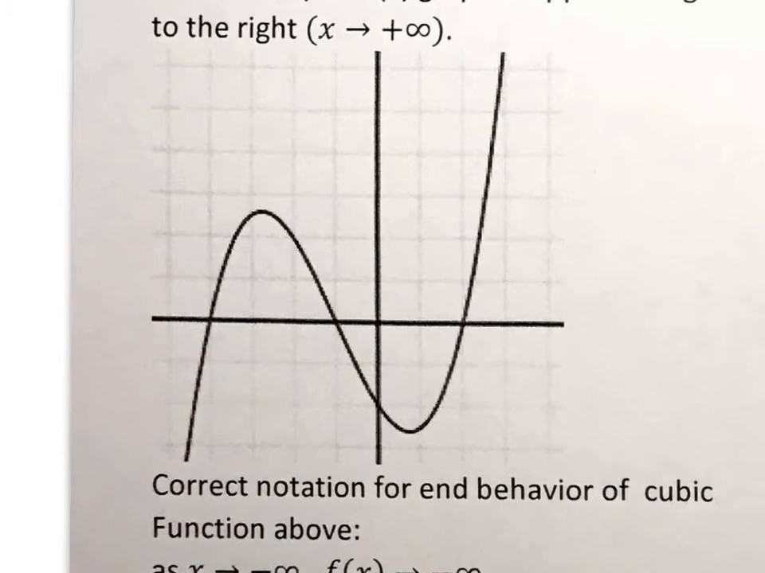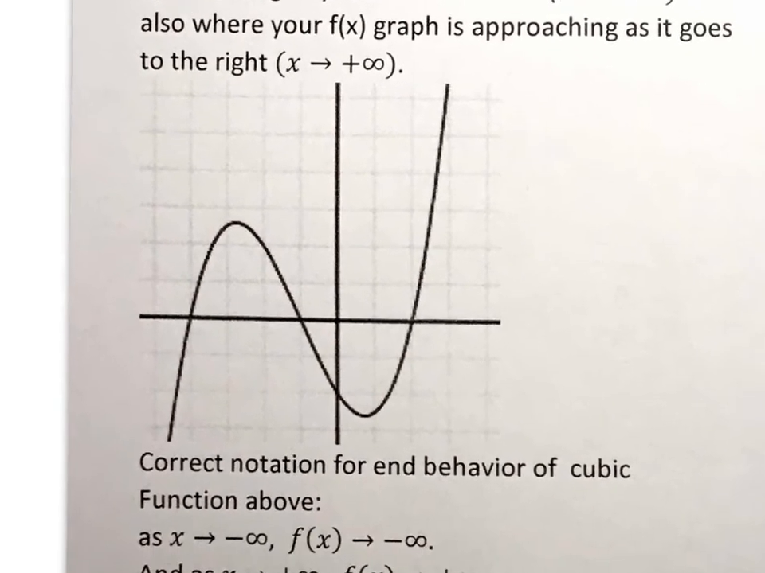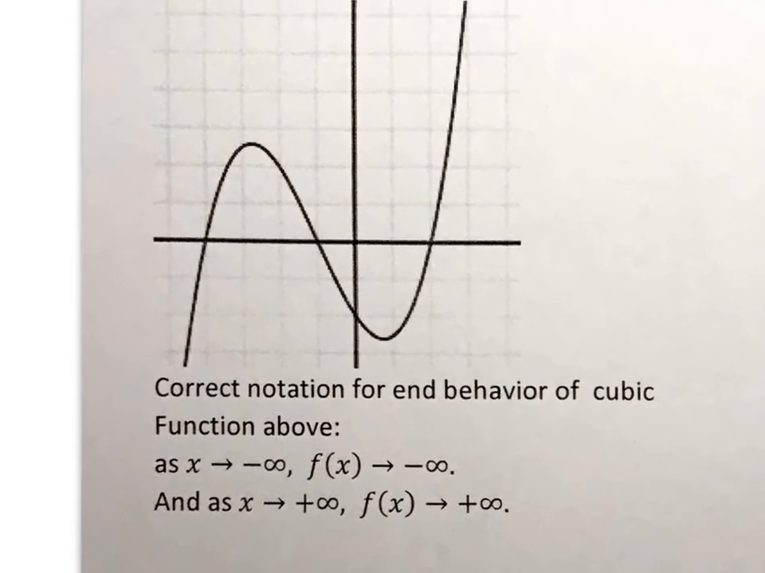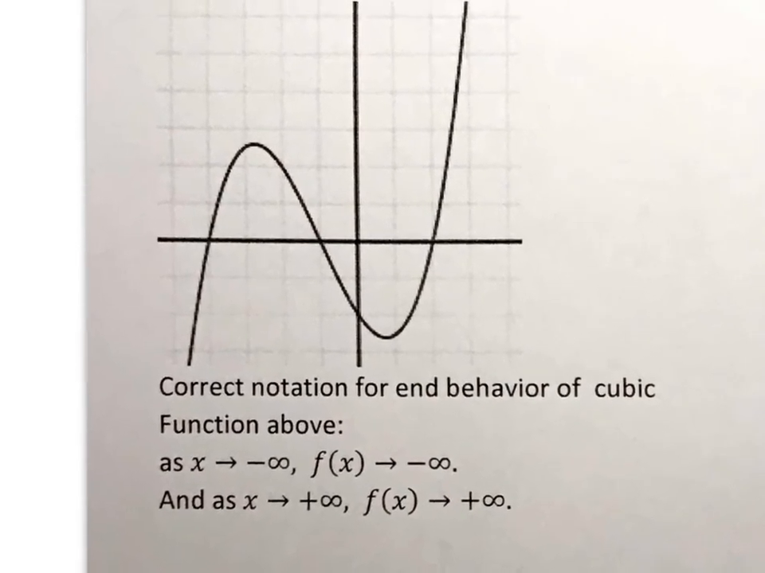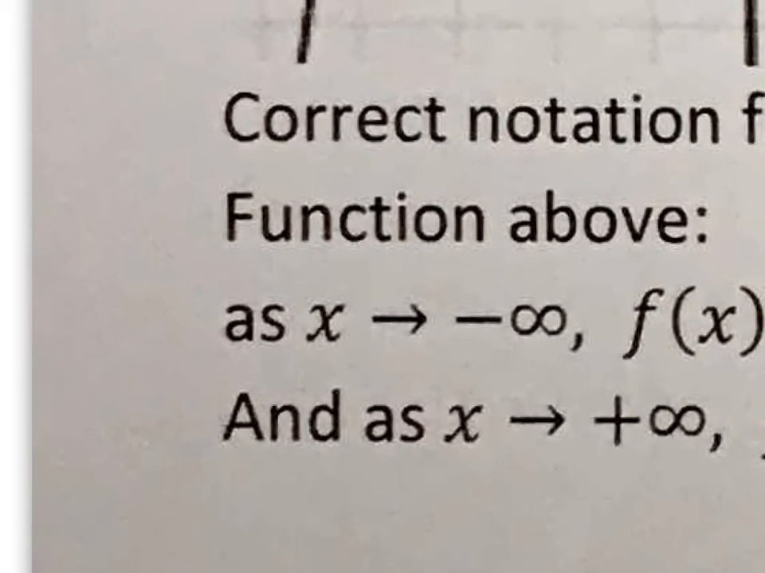So in a nutshell, that's what we're going to be describing, but we're going to be using the correct notation with end behavior. Now, down here, it gives you the correct notation for the end behavior of the above cubic function. So right here where it says as x arrow negative infinity, that means as x approaches negative infinity. Okay, so you might want to do this.